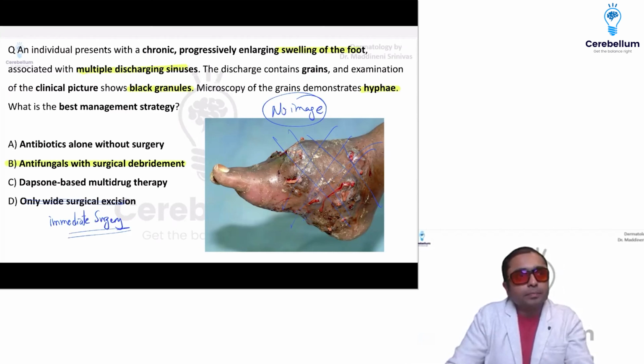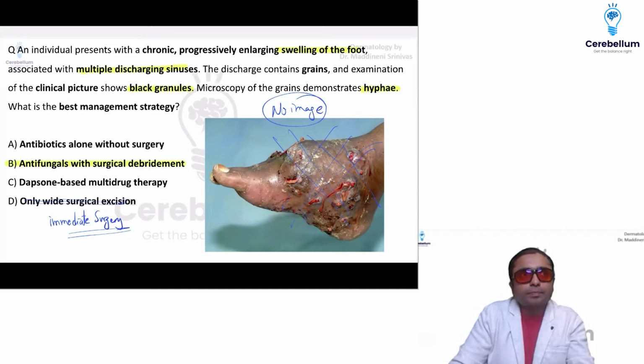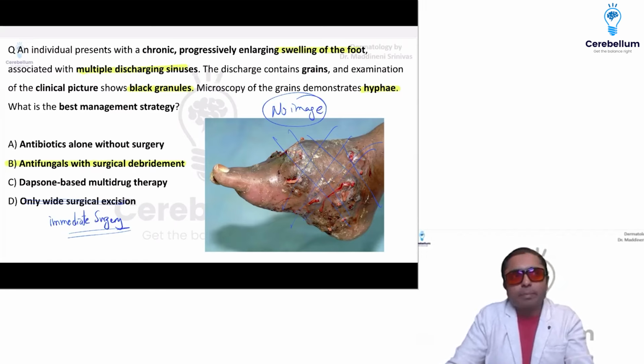Okay, right. With a radiological image. So, was the radiological image given? Image there. Okay. Wait and watch. Was the radiological image given or this image was given? Can you please specify that? Same image. Thank you so much.